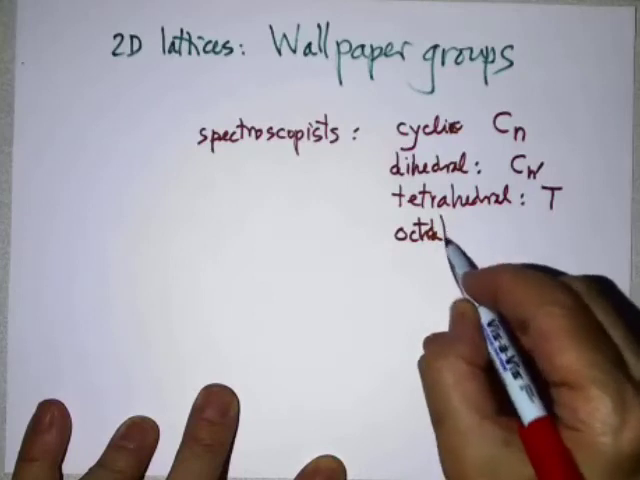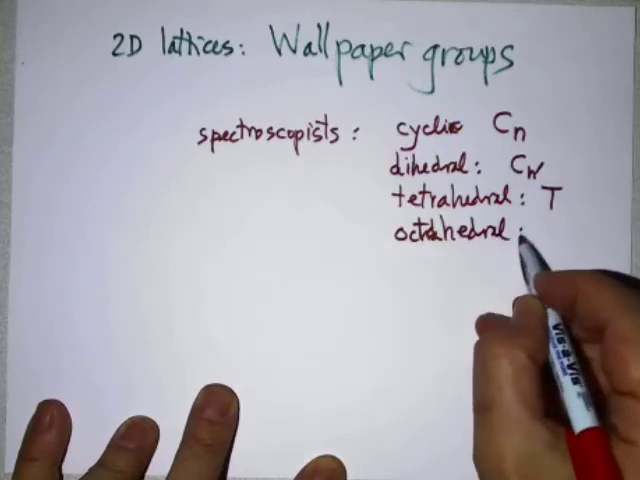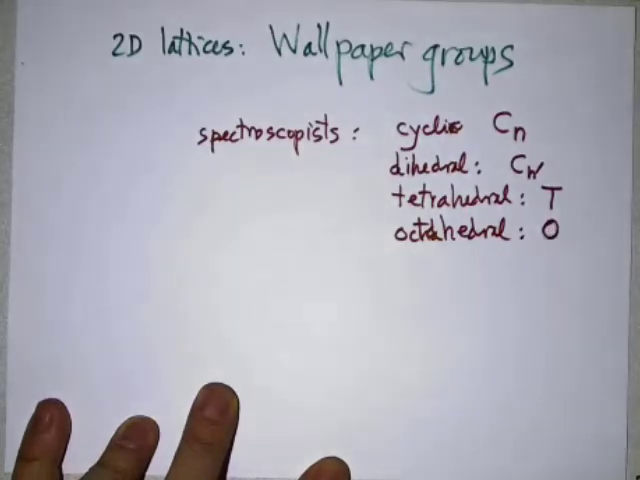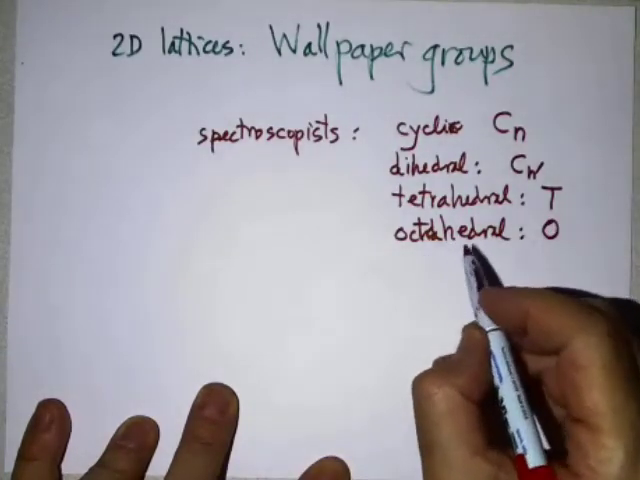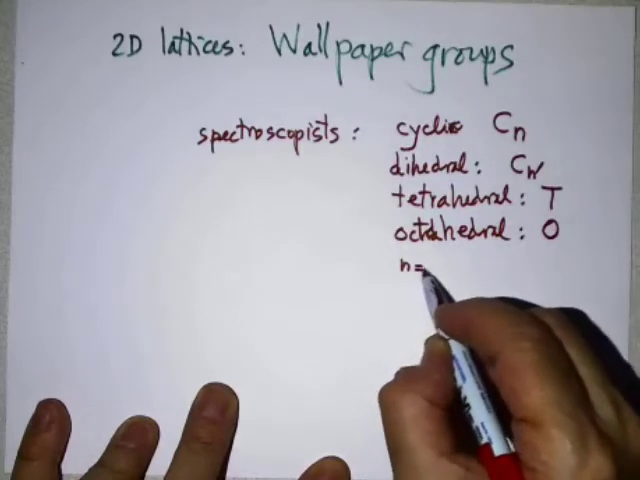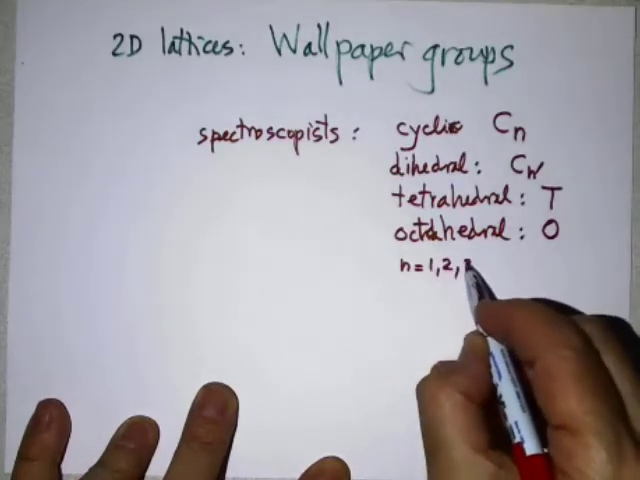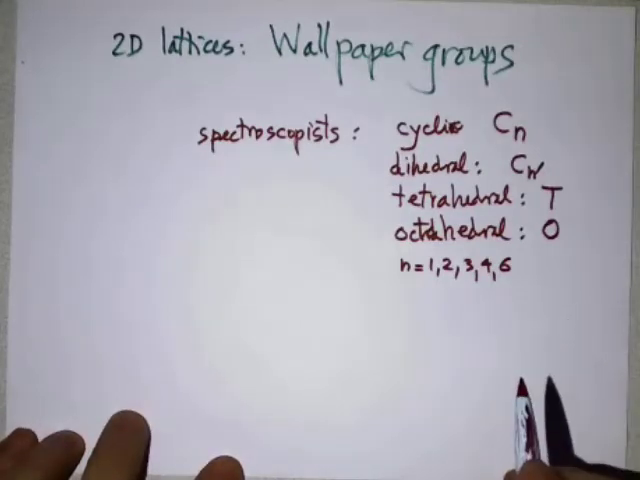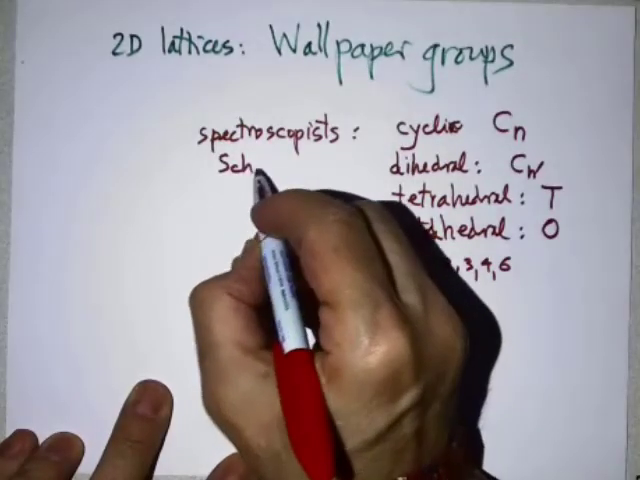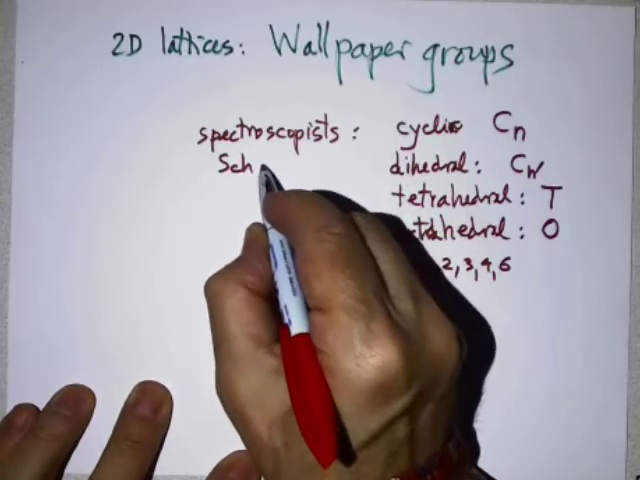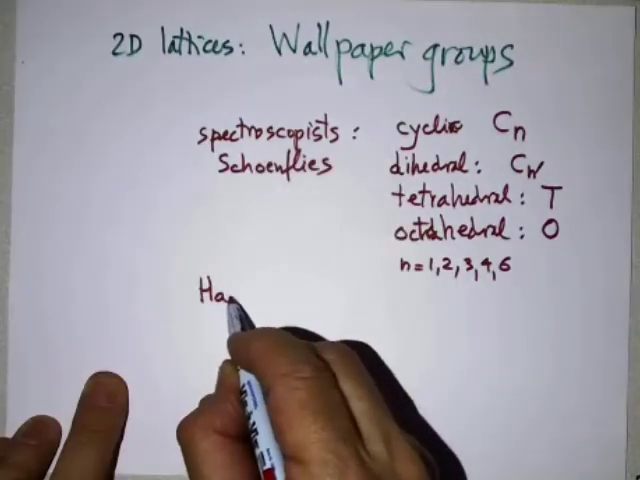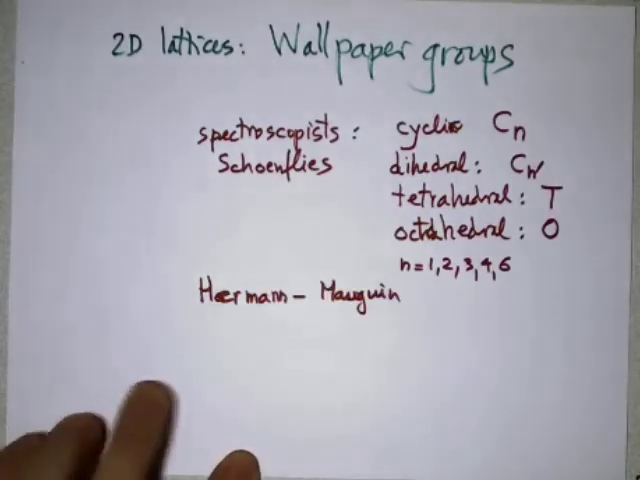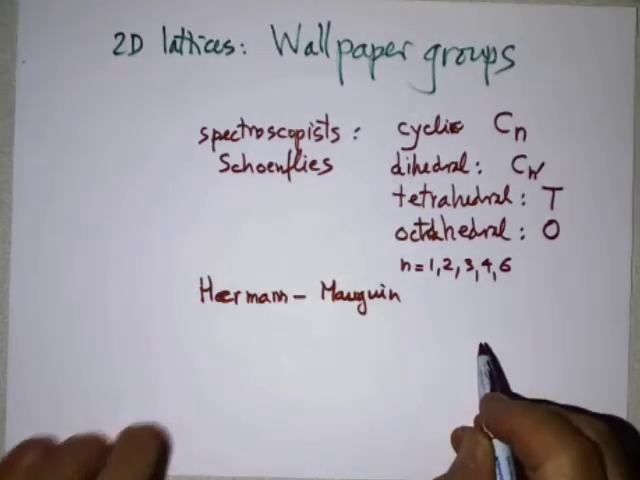There are tetrahedral groups, you know what a tetrahedron is. And there are octahedral groups in 3 dimensions. You might not remember what an octahedron is. This kind of notation is called, after a Dutch spectroscopist, Schoenflies notation. Then there is another widely used notation called Hermann-Mauguin notation.